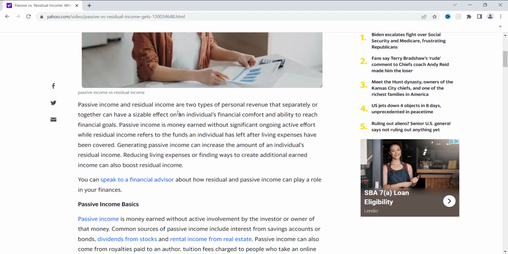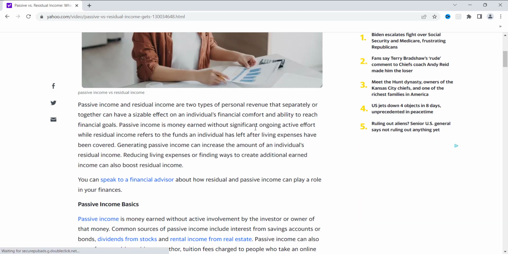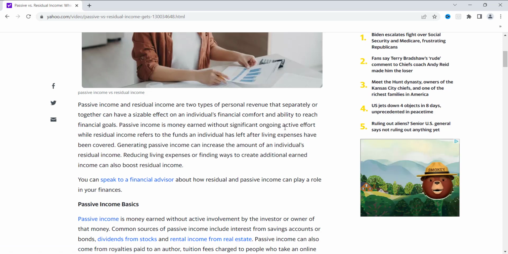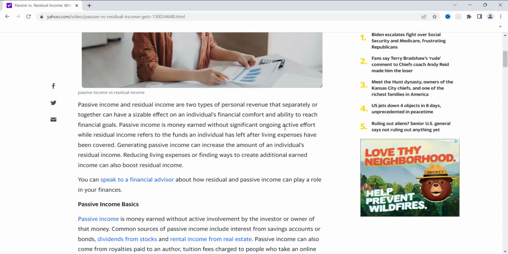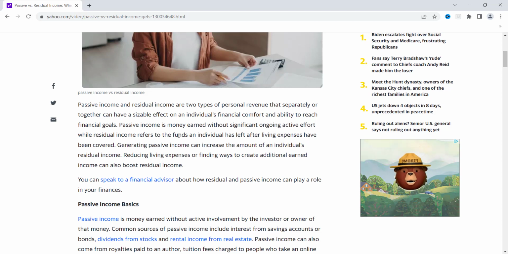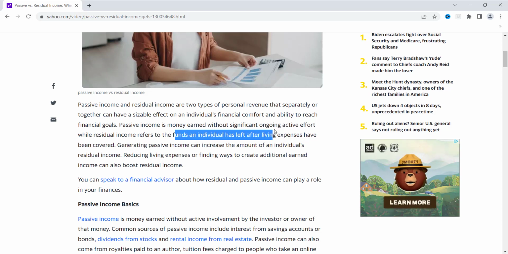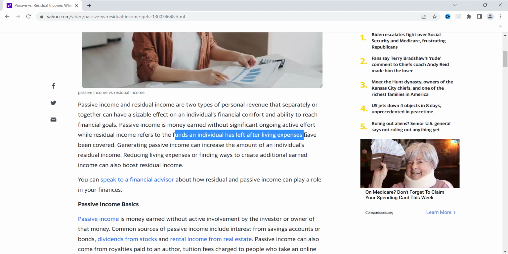So when we talk about passive income, we're talking about money that's earned, that's ongoing without a ton of active effort. While residual income tends to refer to the funds of an individual that are left over after living expenses. And honestly, at one point in time, I didn't even know that myself, because I used to use the term creating residual income, pretty much thinking that they're exactly the same thing, but they're not. So when we talk about generating passive income, we're talking about a way that you can increase a person's amount of residual income as well.